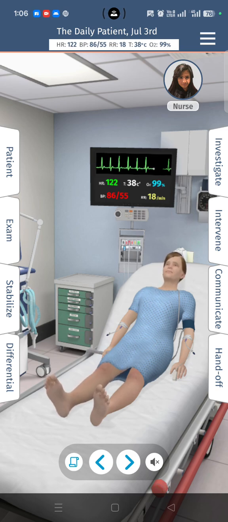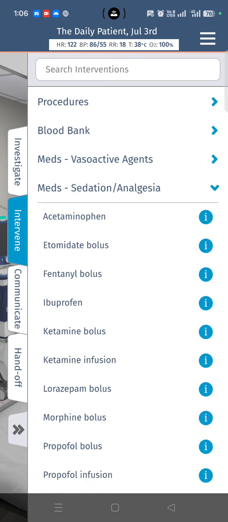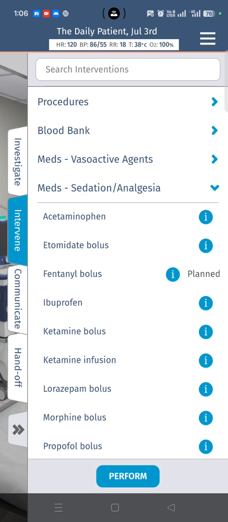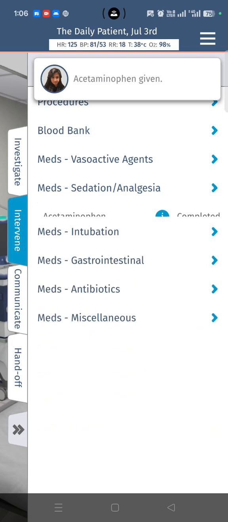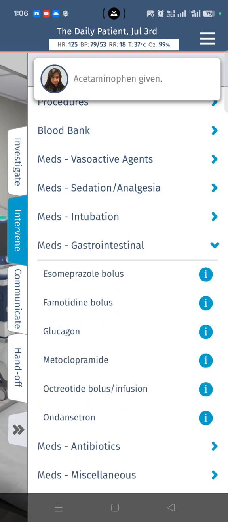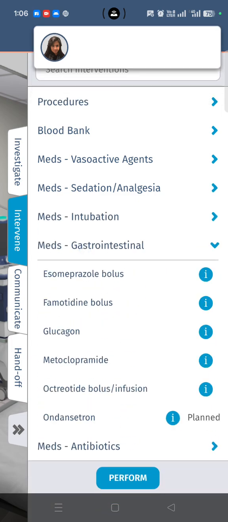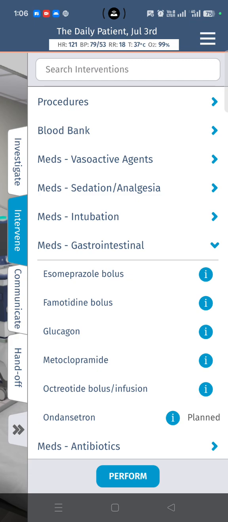First of all, as the patient is having severe abdominal pain, we would like to give analgesics like morphine or fentanyl bolus. And also to subside the fever, we can give ibuprofen or PCM. As the patient is having vomiting, we can also give ondansetron or metoclopramide.